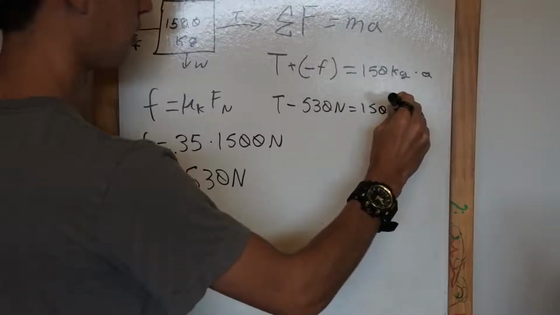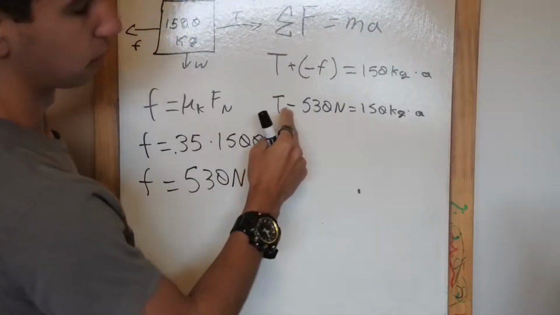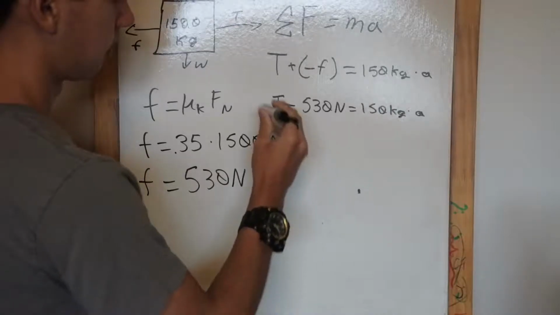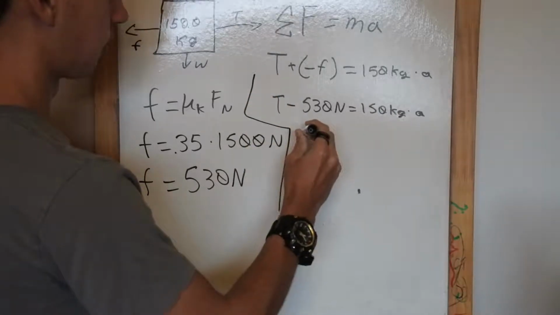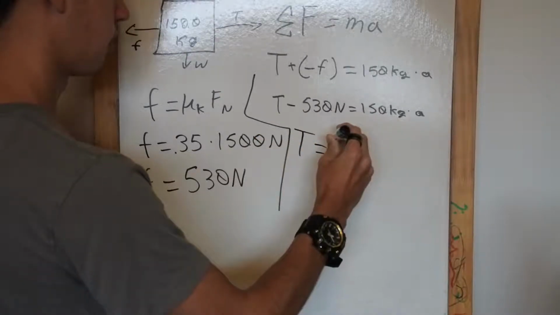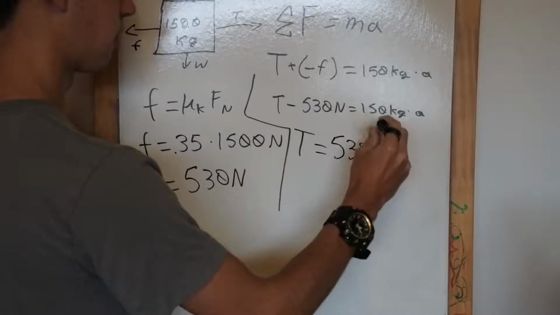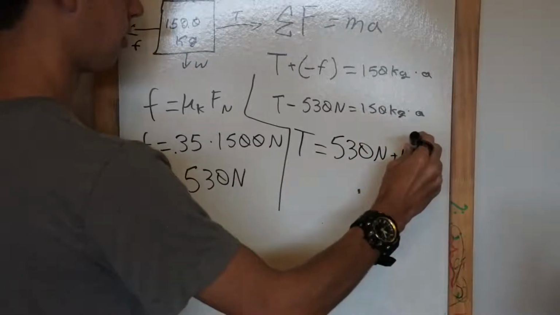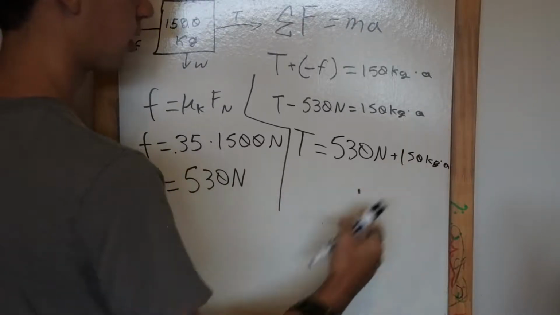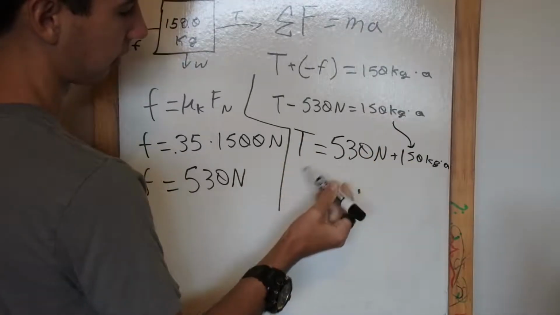Now we have two unknowns here. What we're going to do is solve for T. Then we're going to look at our second box and plug T in. So, if we solve for T, we get T equals, so we add 530 newtons to both sides. 530 newtons plus 150 kilos times acceleration. It got kind of messy over there, but this just comes down to here. And then we have positive 530 newtons.